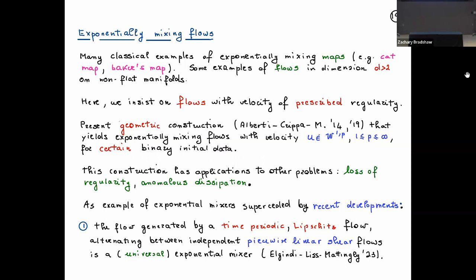The reason why I want to present this construction, which has really been superseded by very recent developments, is because it has applications to other problems, and it's simple enough that, for the students and for people who are not experts in this area, it can be presented easily enough in a normal amount of time. It has applications to other problems, for example loss of regularity, which I will discuss, and also anomalous dissipation.